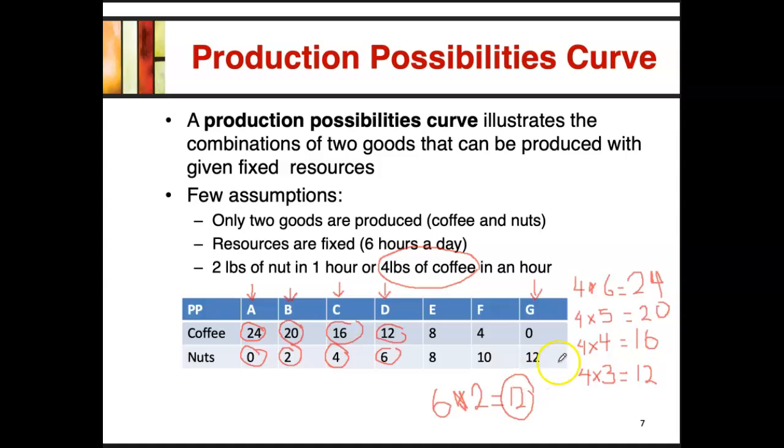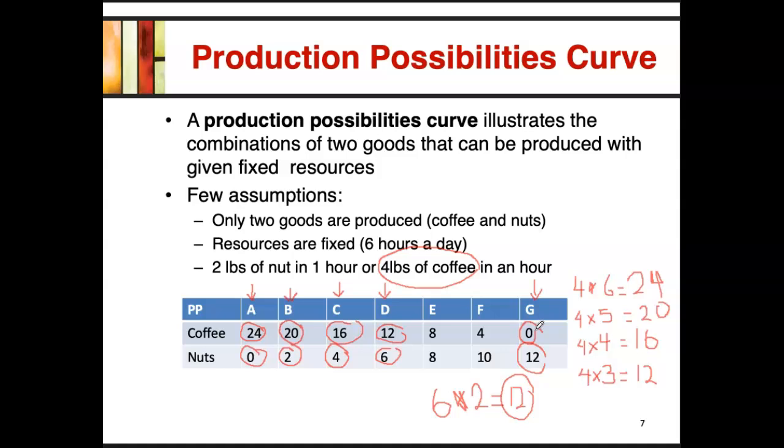Okay, so in scenario G, she has 12 pounds of nuts and no coffee. So this is basically her production possibilities table or curve, right? And again, it shows you the combination. So A, B, C, D, E, F, G shows you the combination of 2 goods that can be produced given her fixed resources of 6 hours a day.